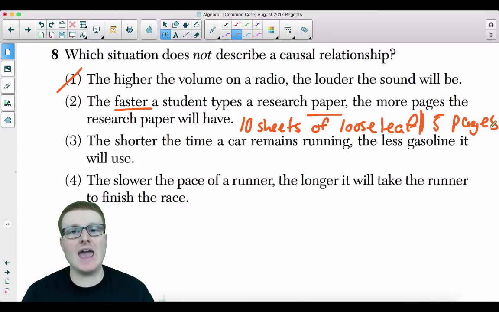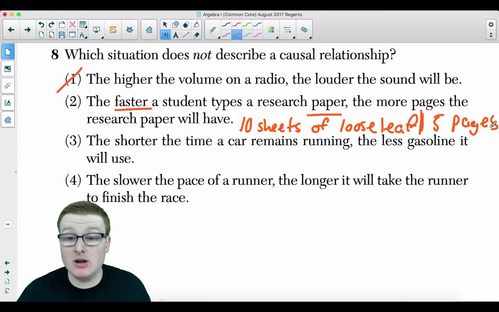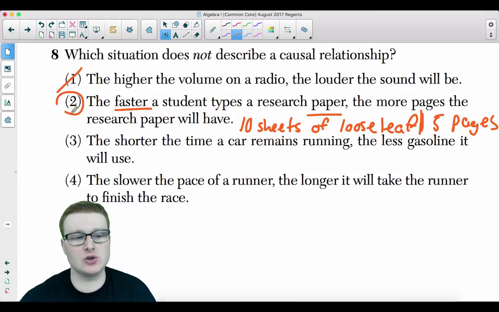That doesn't mean that you're adding more material. The faster you type, you have more free time. You could go watch TV or something. You can go on your phone. I don't care what you do. But it doesn't mean that you're getting more pages just because you type faster. Okay? So your answer is choice 2.